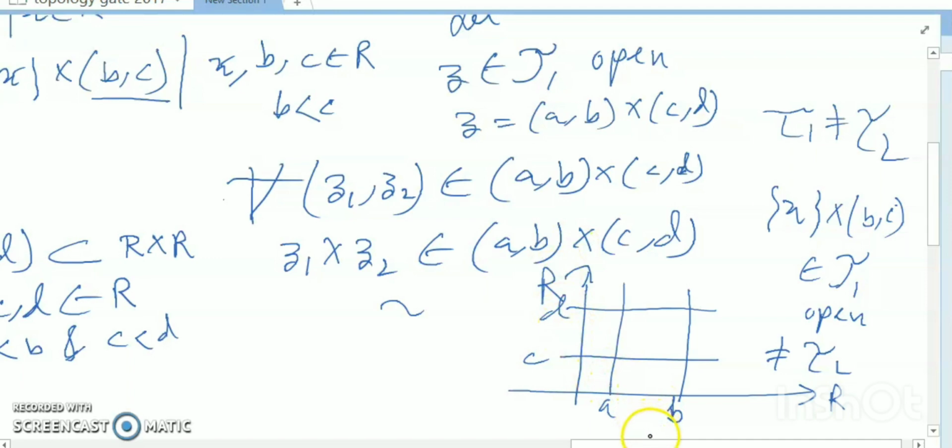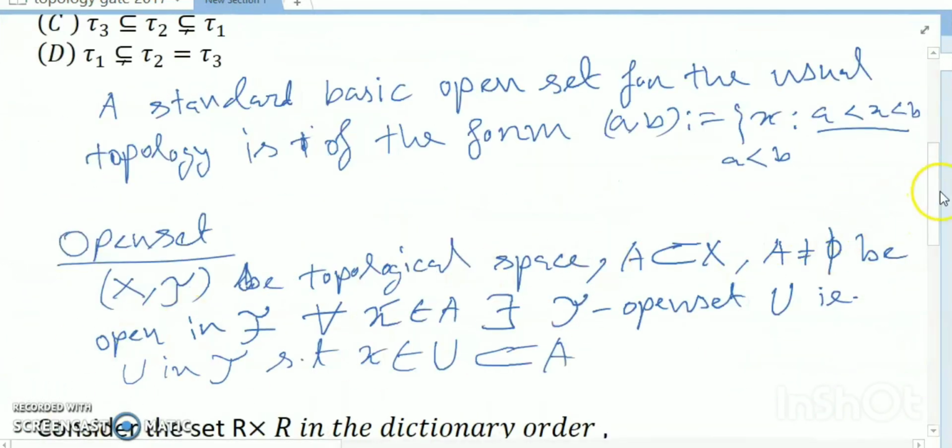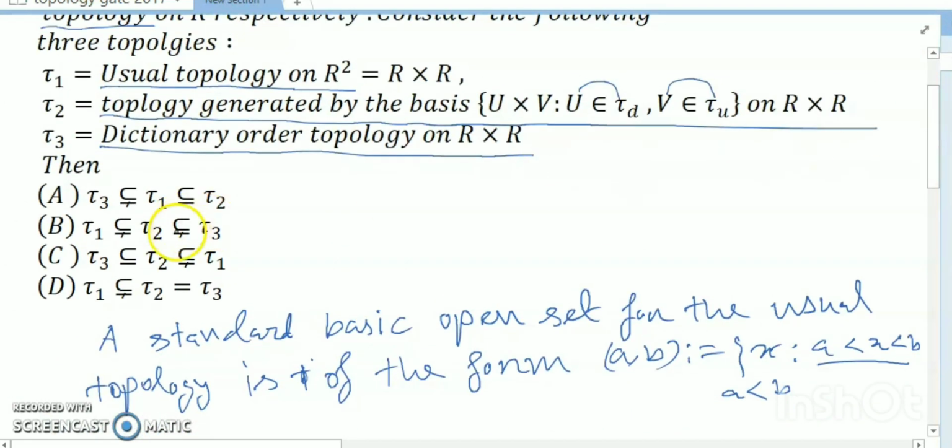So this option, tau 1 does not equal tau 2, so this option is incorrect. And this option is also incorrect because tau 1 does not equal tau 2.